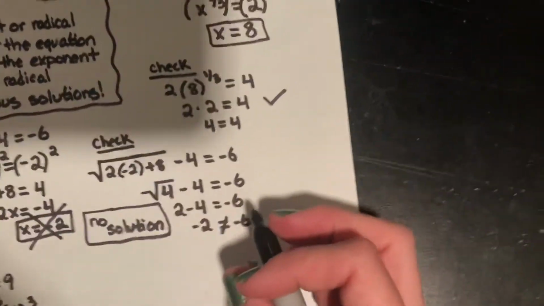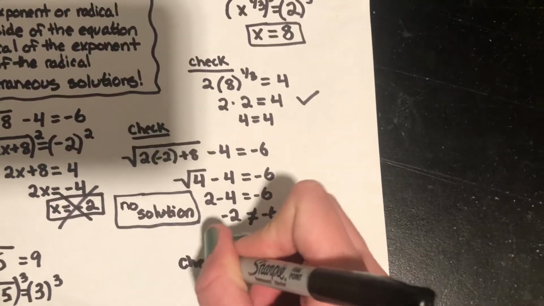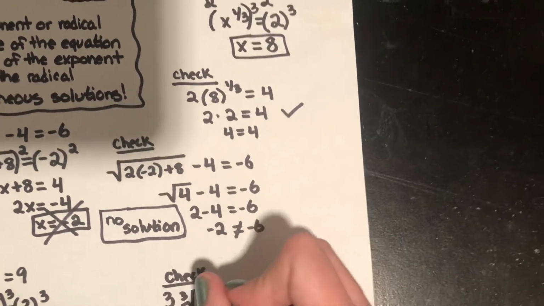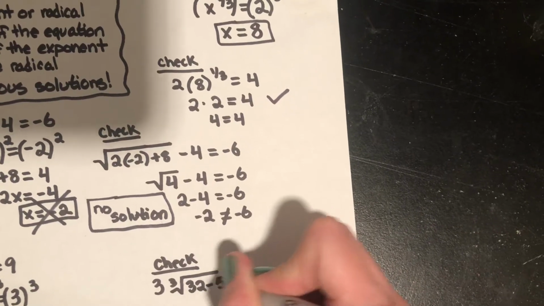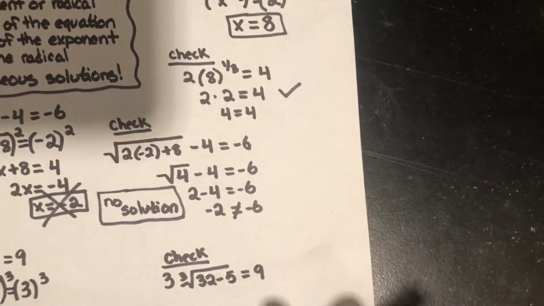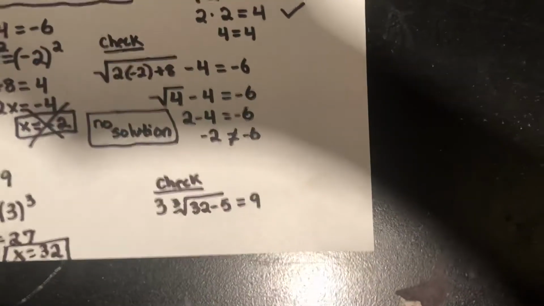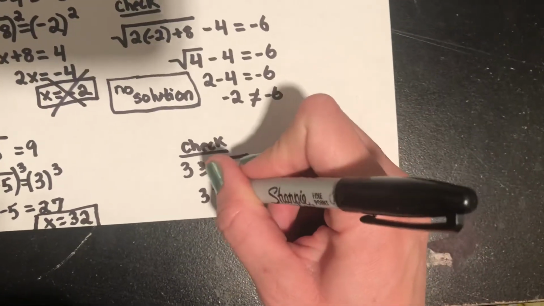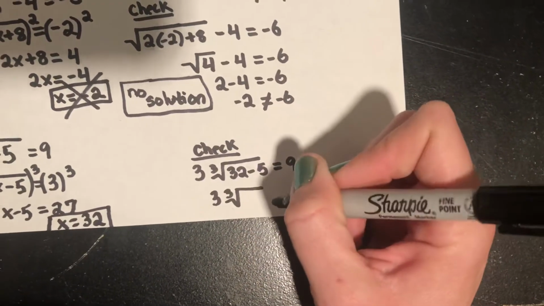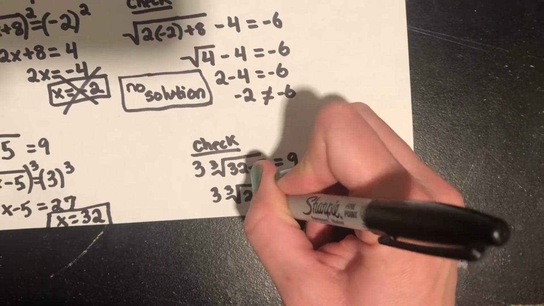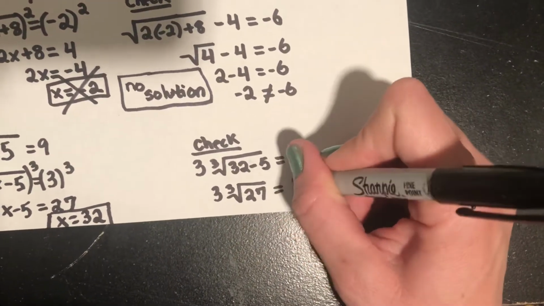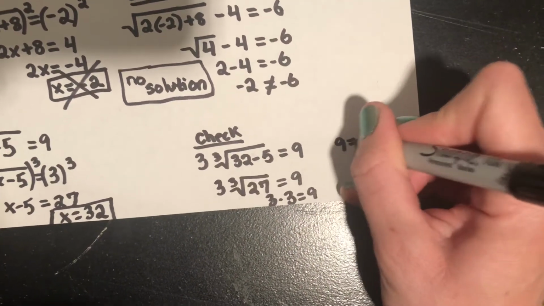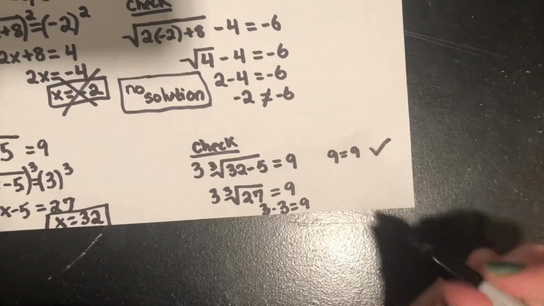So I'm going to do our check over here so I can actually hold down the paper. Our check is 3 times the cubed root of 32 minus 5 equals 9. The cubed root of 32 minus 5 is 27. Cubed root of 27 is 3. So 3 times 3 should equal 9, and 9 equals 9, and that checks out.